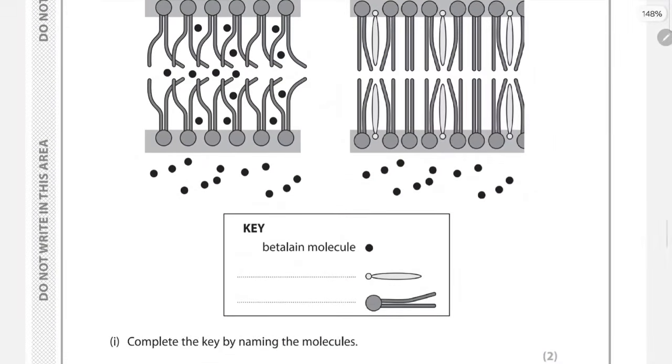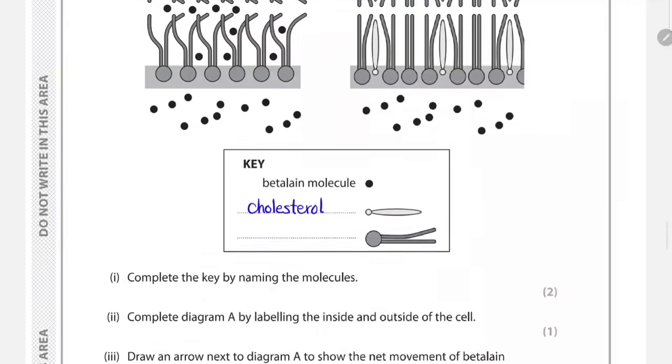We have a key here that this is the betalain molecule, or the pigment. We have this, which we have already said is the cholesterol. So just right here, complete the key by naming the molecules. Cholesterol is here. And this is obviously the phospholipid.